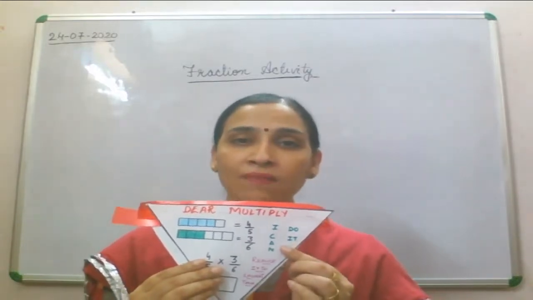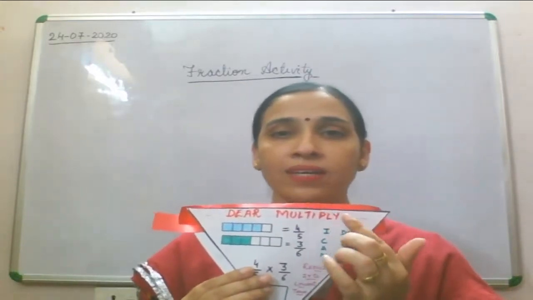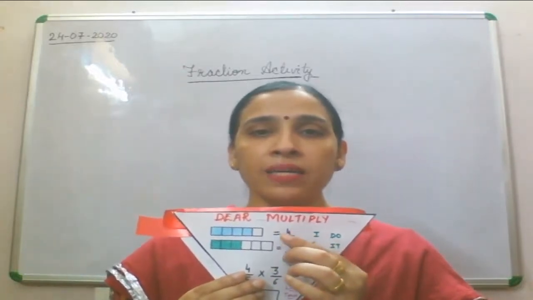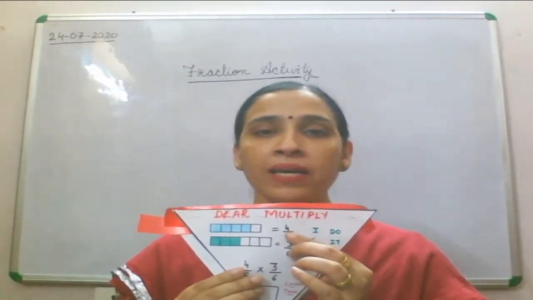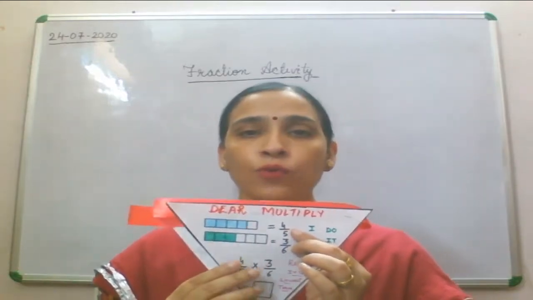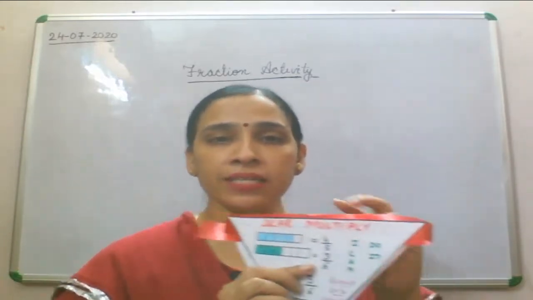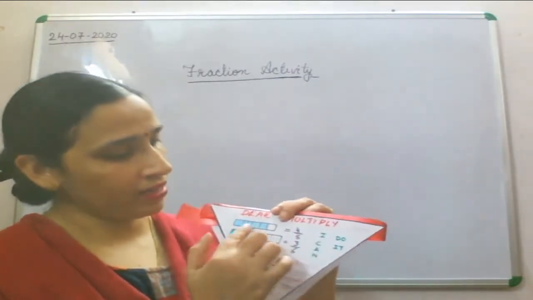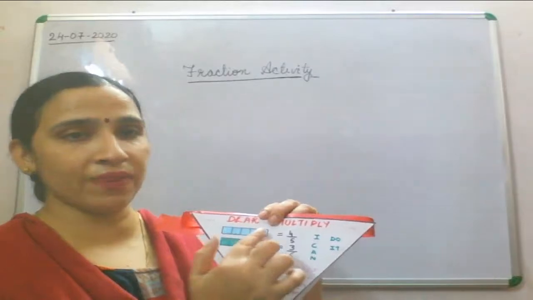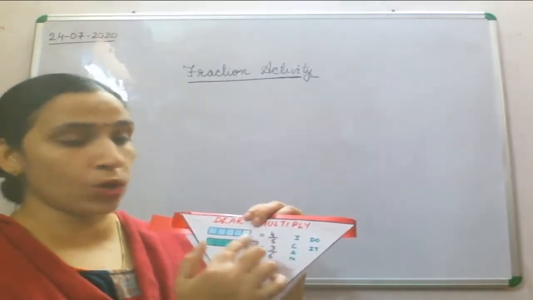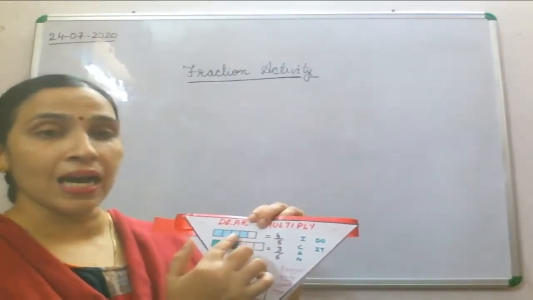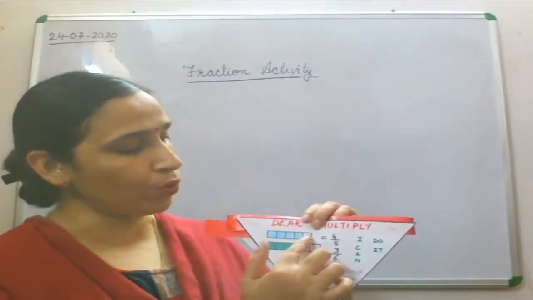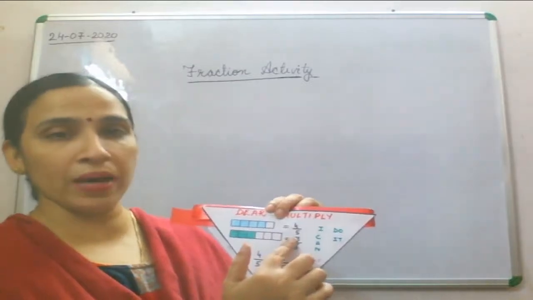Now what I have taken here is one figure. You can see this figure. This figure represents the fraction 4 by 5. Here I have represented this fraction, 4 by 5, because out of 5 boxes I have shaded 4 boxes: 1, 2, 3 and 4. Then I have written it as 4 by 5.